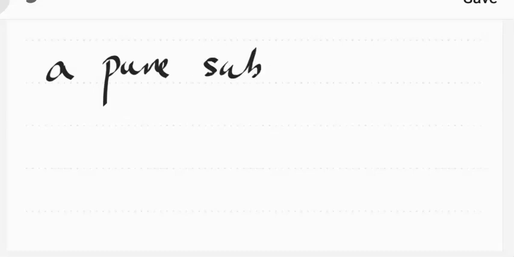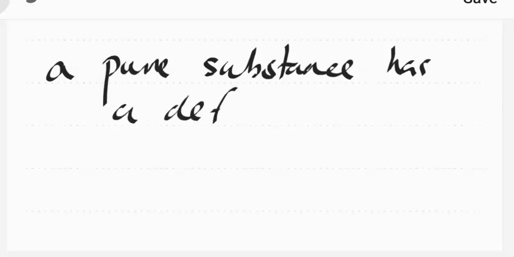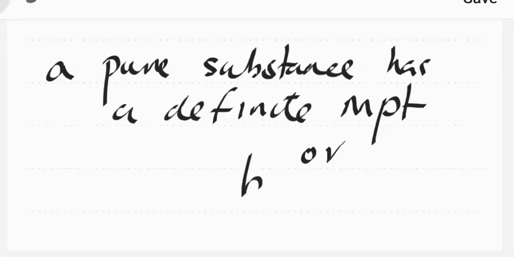Now, a pure substance has what I call a definite melting point or boiling point. Water is pure because it boils at 100 degrees. Water is pure because it melts or freezes at 0 degrees. Give examples of few things.